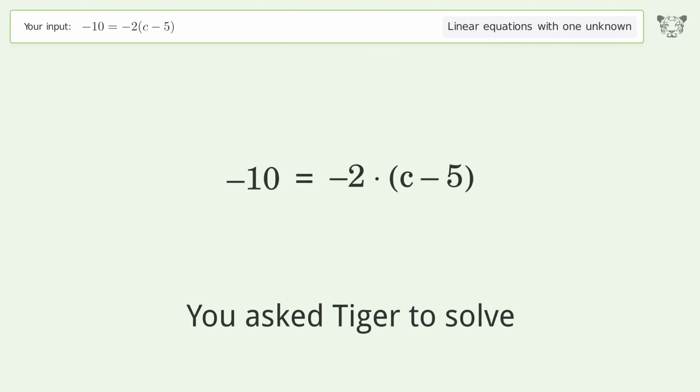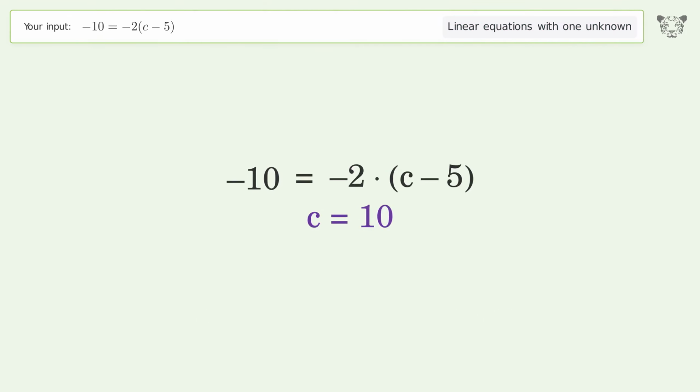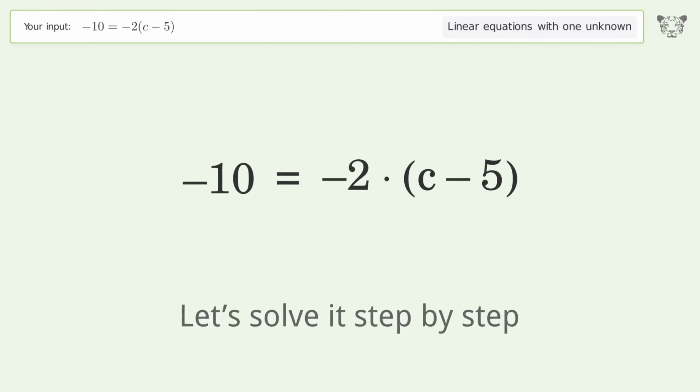You ask Tiger to solve this. This deals with linear equations with one unknown. The final result is c equals 10. Let's solve it step by step.